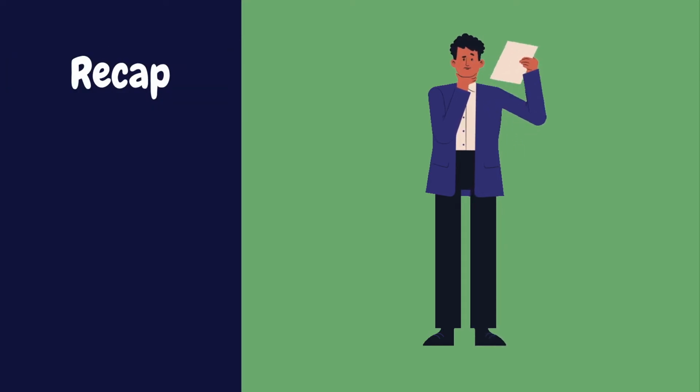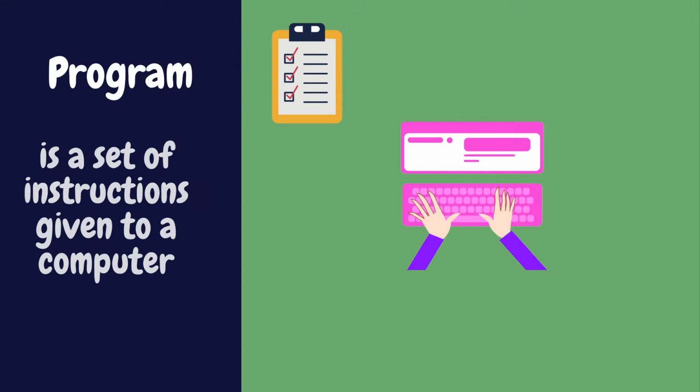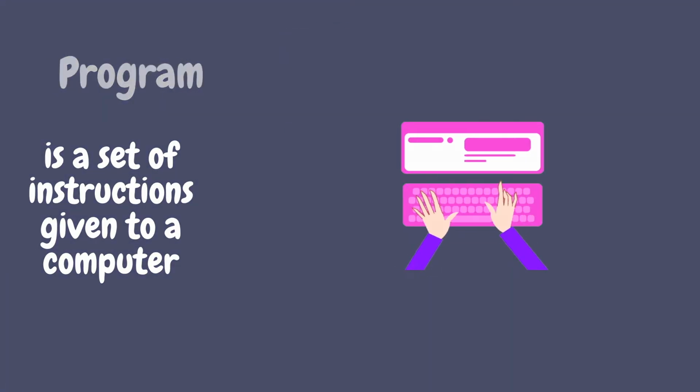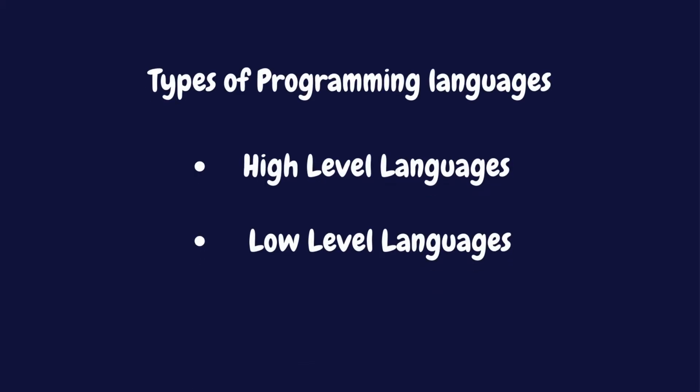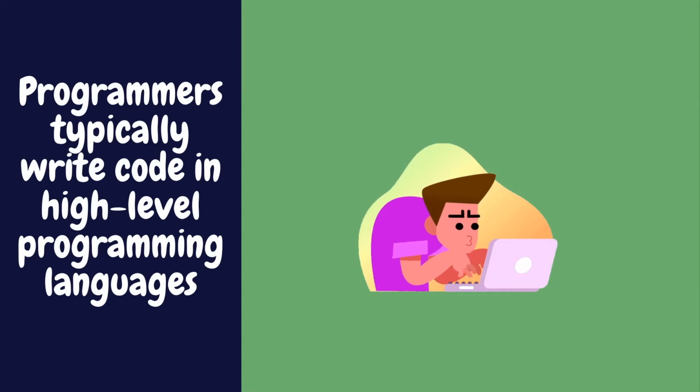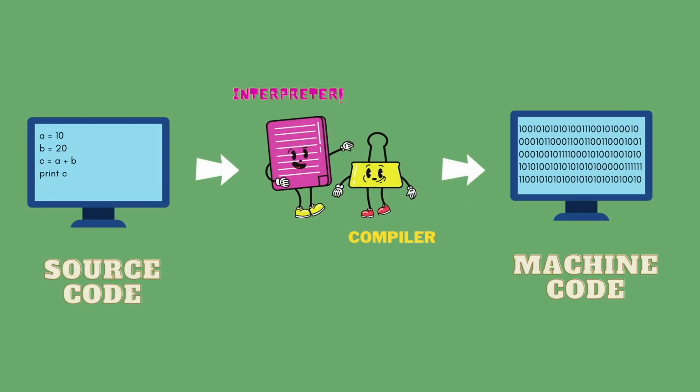Let's reiterate what we have learned so far. We learned that a program is a set of instructions written in a language that needs to follow certain rules. We have learned that programming languages are of two types, high level and low level programming languages. Programmers typically write programs in a high level programming language as they are more human readable. Programs written in high level language are converted into machine code by special programs called interpreters and compilers.